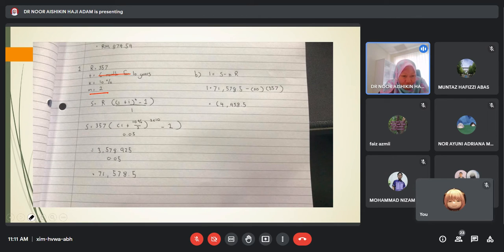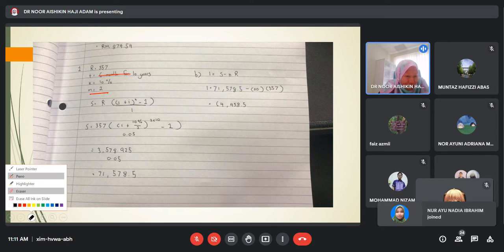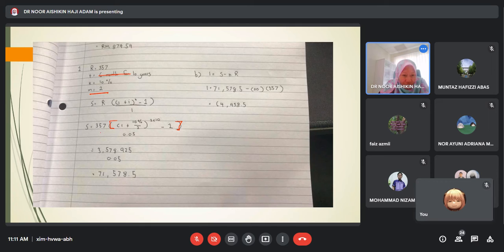Erase that. Saya tak perasan lah, sebab you tak buat tanda divider tu kan. Divider, bukan divisor. Divider tu tak ada kan. So ini kena guna square bracket ya, over I. Like that. Okay.